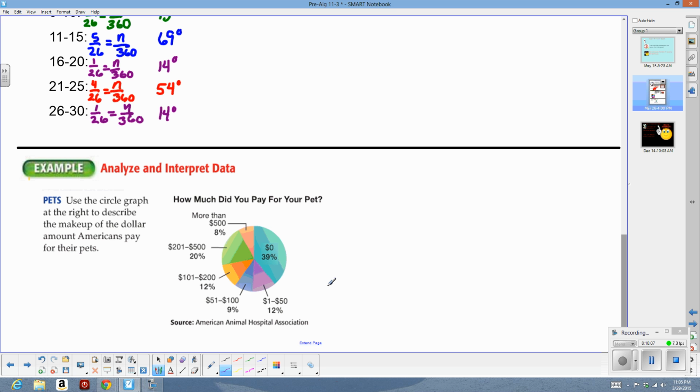And if you're analyzing it or describing it, you could say more people got their animal for free compared to any of the other categories. Or you could say most people, about half the people, paid $50 or less. Or you could say about half the people paid more than $50. Those are just a couple examples of things that you could say from this graph.